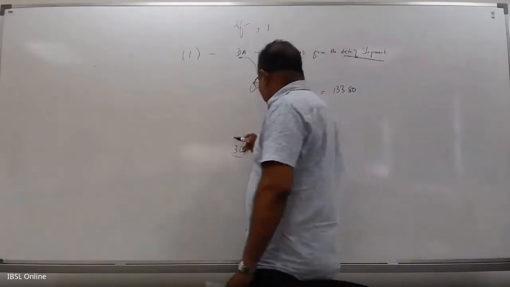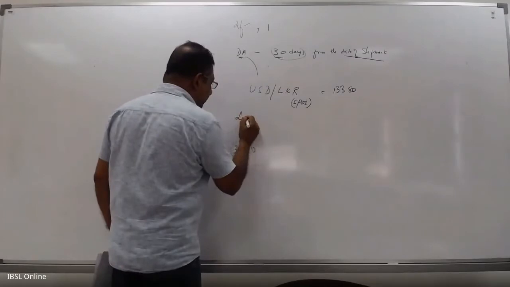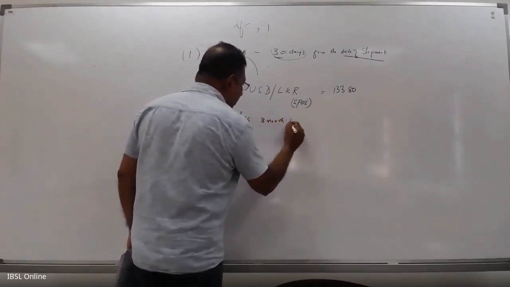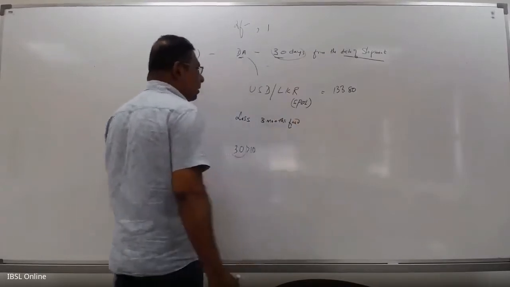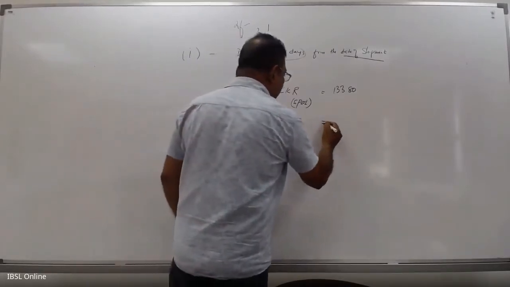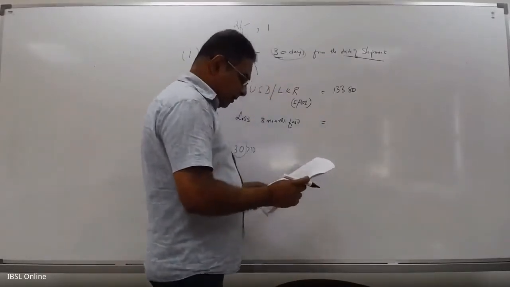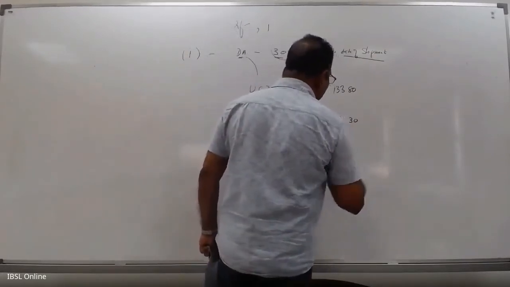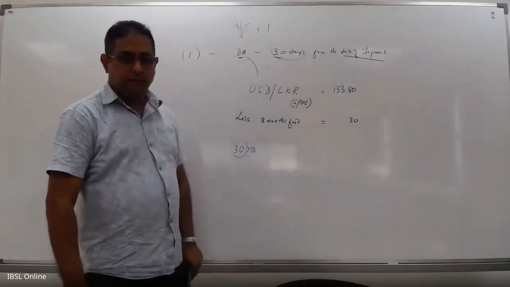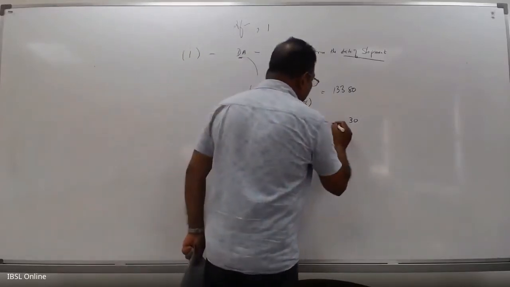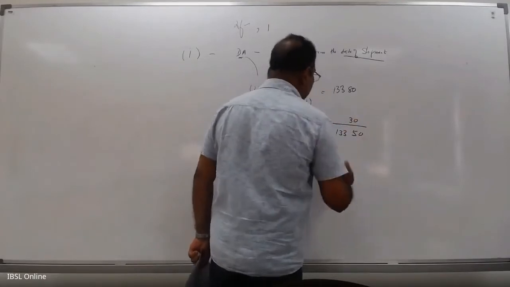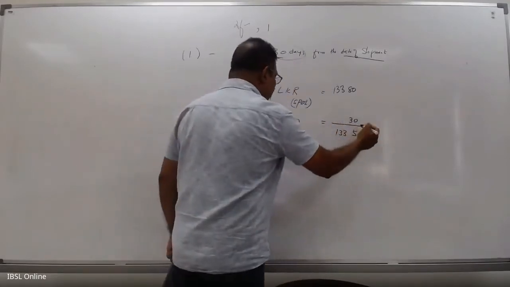So here I will say less 3 months forward. 3 months forward. And 30 cents. When you take the cents off, you have to divide by 100, then it becomes 0.30. So the answer will be 133.50, because this has to be deducted. Less.